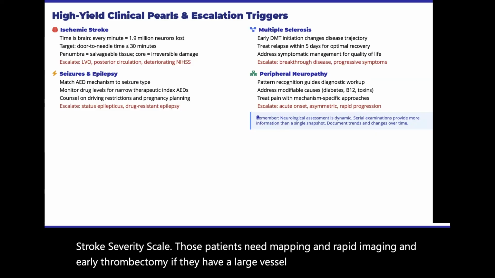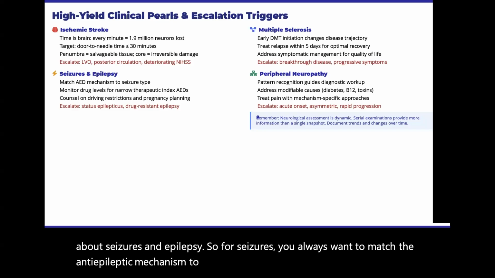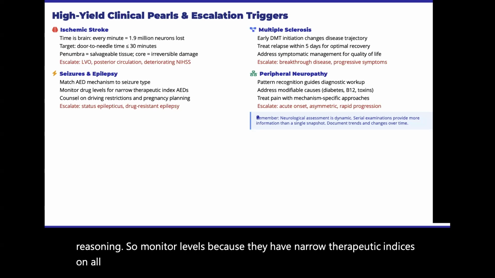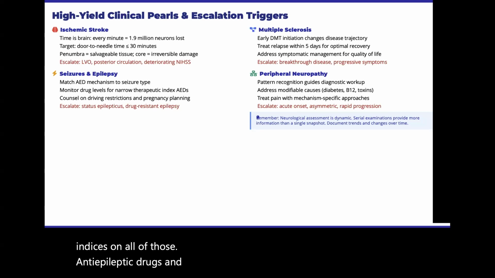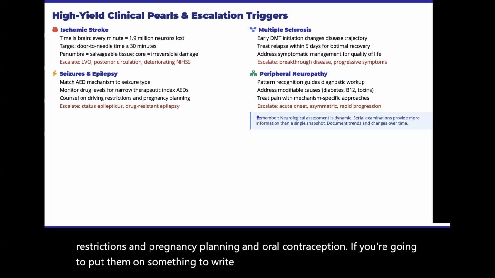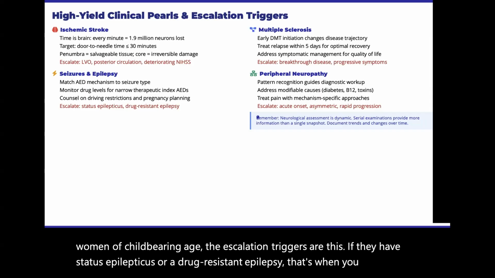Then we talked about seizures and epilepsy. So for seizures, you always want to match the anti-epileptic mechanism to the seizure type. That's the fundamental clinical reasoning. So monitor levels because they have narrow therapeutic indices on all of those anti-epileptic drugs. And don't forget to talk about counseling on driving restrictions and pregnancy planning and oral contraception if you're going to put them on something teratogenic, which you should avoid in women of childbearing age. The escalation triggers are this. If they have status epilepticus or a drug-resistant epilepsy, that's when you need a higher level of care and subspecialty input.